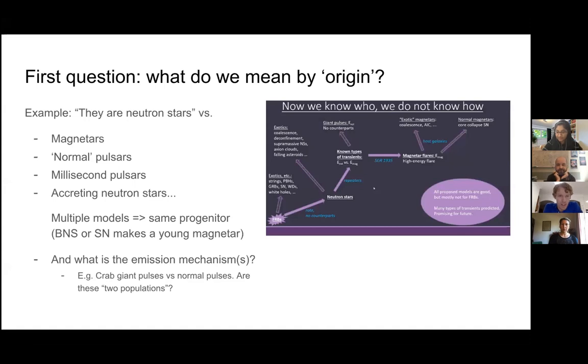All right. So this is meant to be asking about the origin of FRBs. But what do we mean by origin? There might be very broad classes of models, such as neutron stars or accreting black holes or cataclysmic merger events, which are fundamentally different. But even if we said they're neutron stars, are they magnetars or normal pulsars or millisecond pulsars or accreting objects? And of course, multiple models can make the same progenitor. You could have mergers, like it's still plausible that two low mass neutron stars could merge into a stable neutron star. Or a supernova can make a young magnetar. And then at the finest level, there are the specific emission mechanisms, Crab giant pulsars, normal pulsars. So when we're talking about their origins, and whether there are multiple origins, it's a little bit difficult where we draw the line. So we're going to try to discuss all of these things.